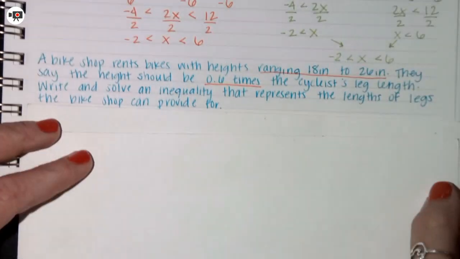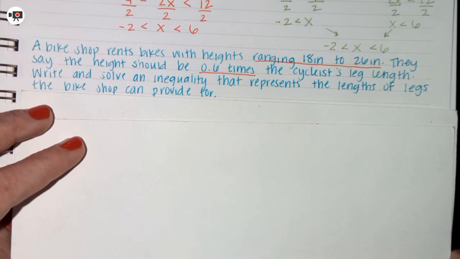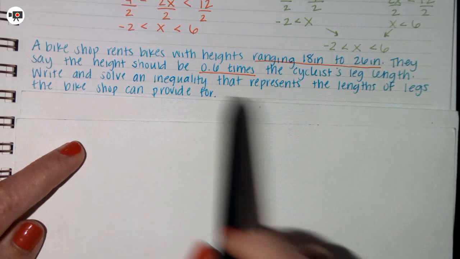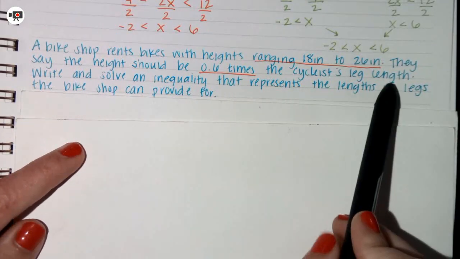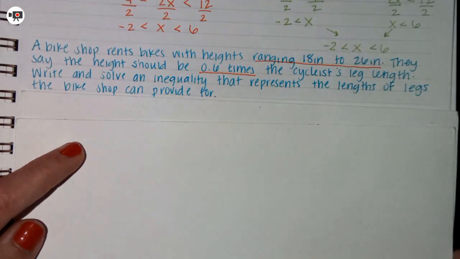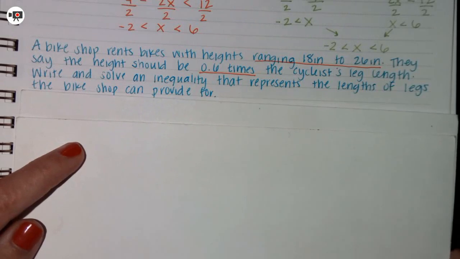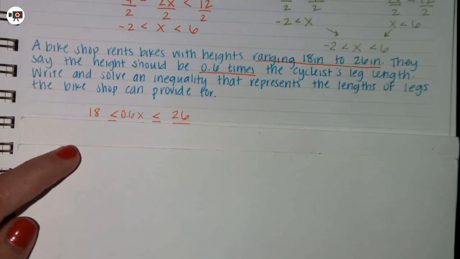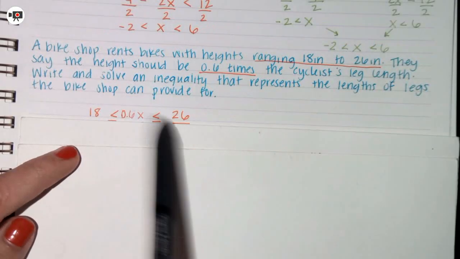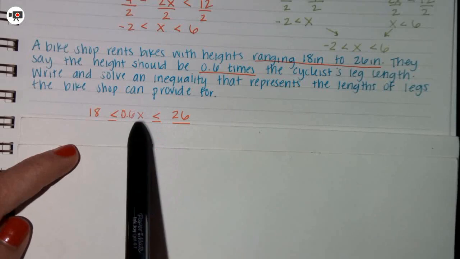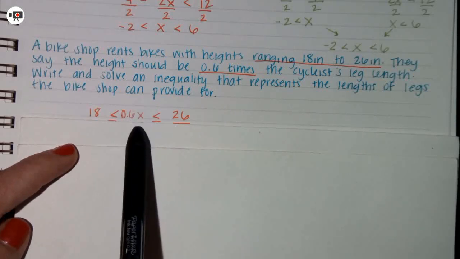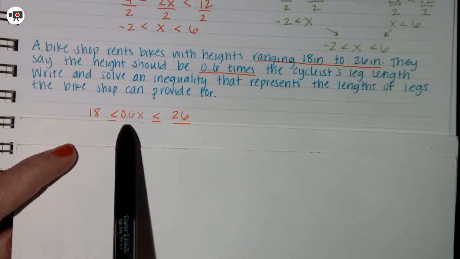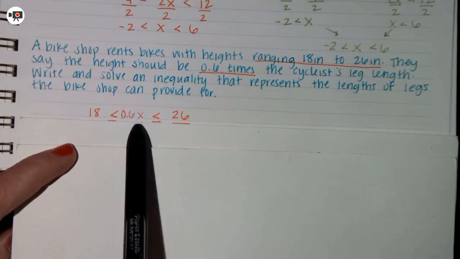This one says, a bike shop rents bikes with heights ranging from 18 inches to 26 inches. They say the height should be 0.6 times the cyclist's leg length. Write and solve an inequality that represents the lengths of legs the bike shop can provide for. So if 18 is on the small side, 26 is on the tall side, and we have the leg lengths in the middle, this would be 0.6 times their leg length.